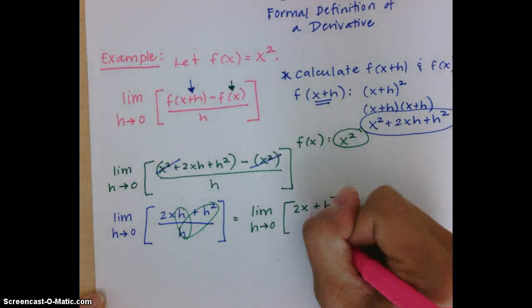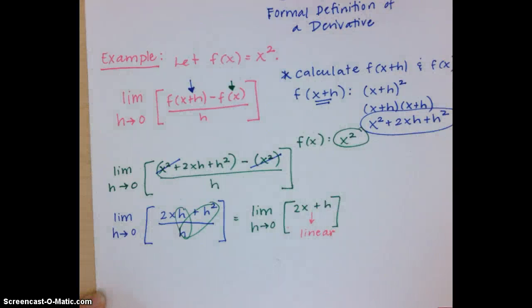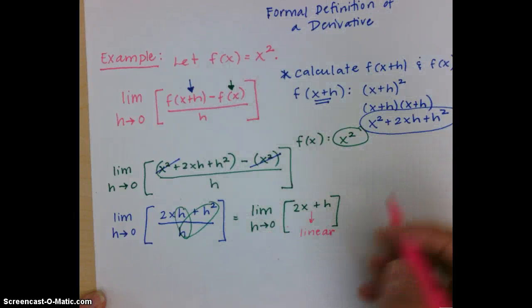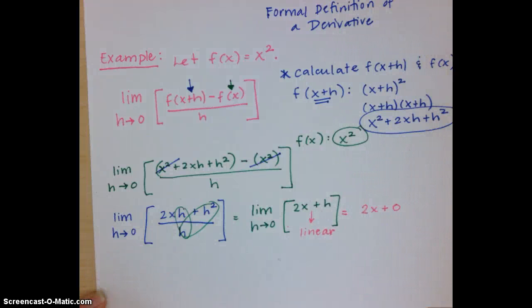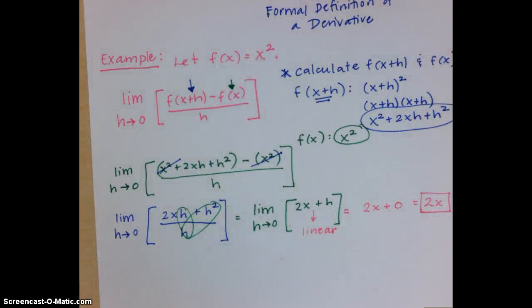Now this is linear, and we learned how to calculate those limits algebraically. We want h to approach 0. We can just do a direct substitution, 0 in for h. And all that we're left with is 2x.